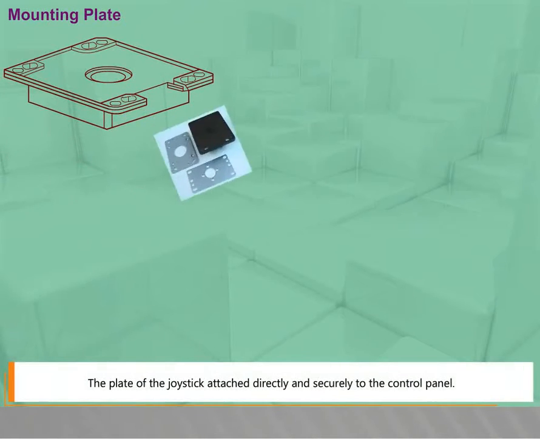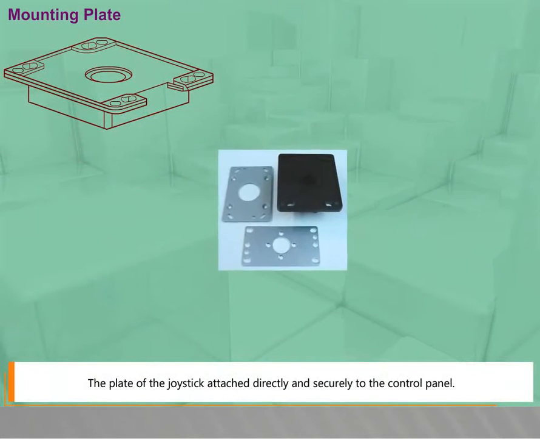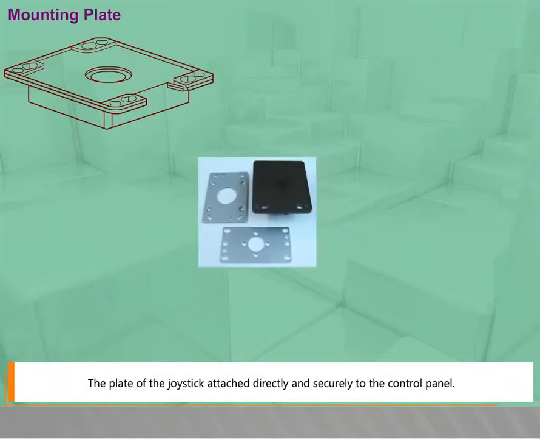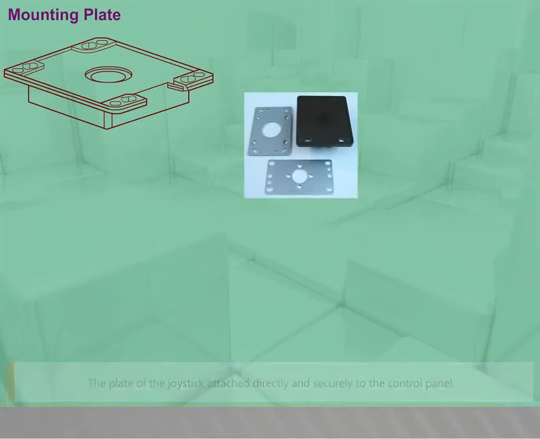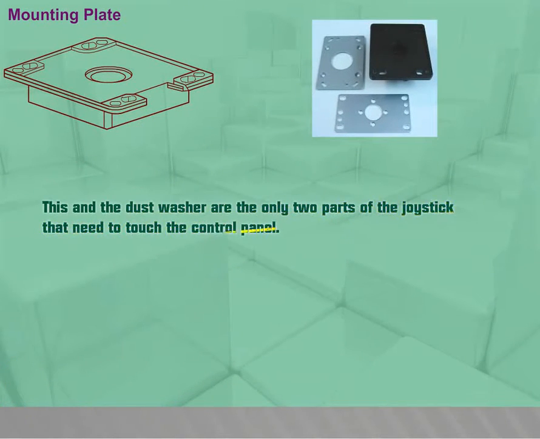Mounting plate. The plate of the joystick is attached directly and securely to the control panel. This and the dust washer are the only two parts of the joystick that need to touch the control panel.